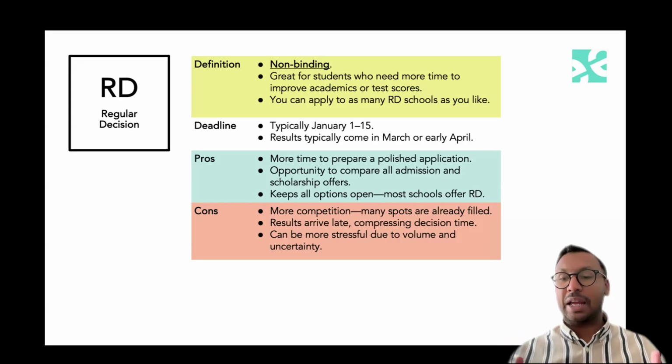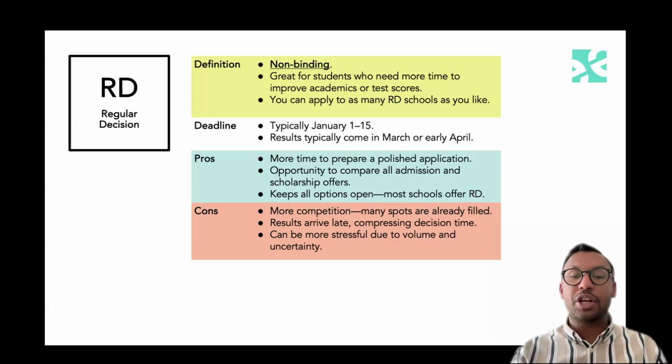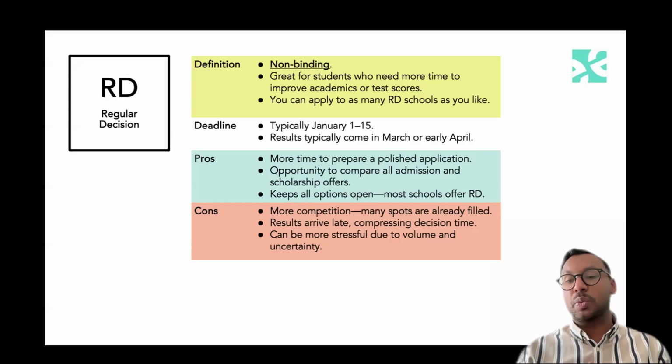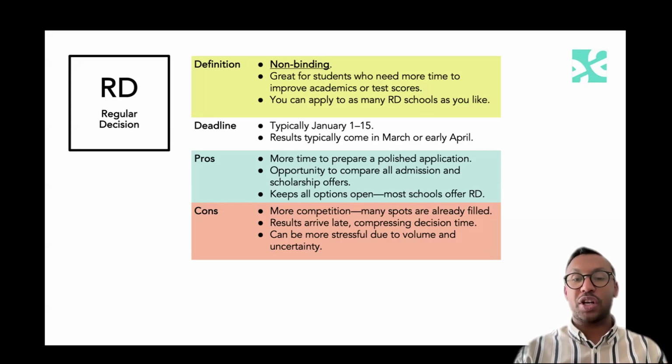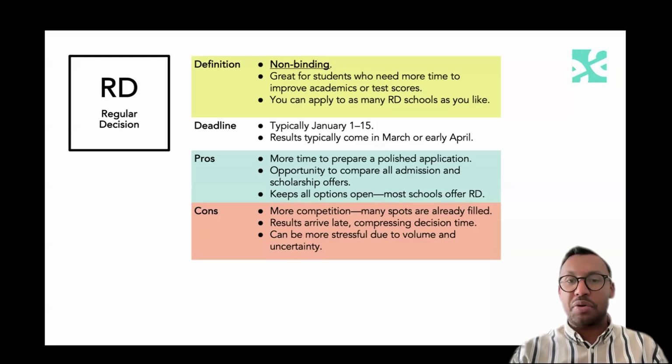So you'll apply in January and then you'll only make your decision after looking at the different acceptances that you've received, perhaps financial aid or scholarship packages, do additional research on the schools, and then you'll make an informed decision on which school is going to be the best fit for you. So some of the pros is that you do have a lot more time to prepare and polish an application. Typically speaking, students will utilize the December break in order to finalize their regular decision applications for submission in January.